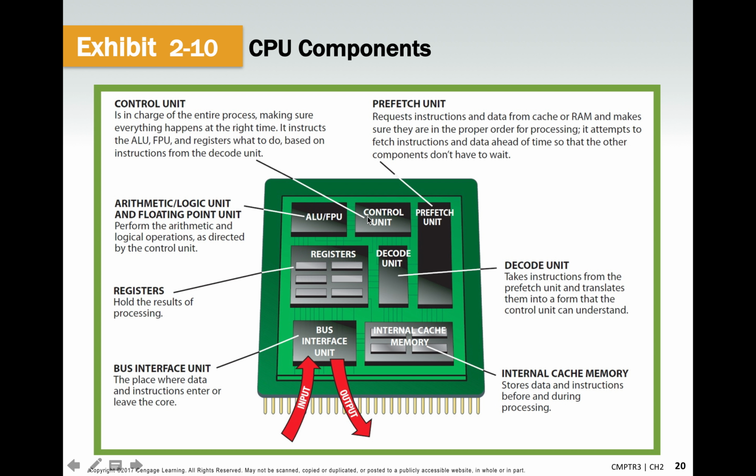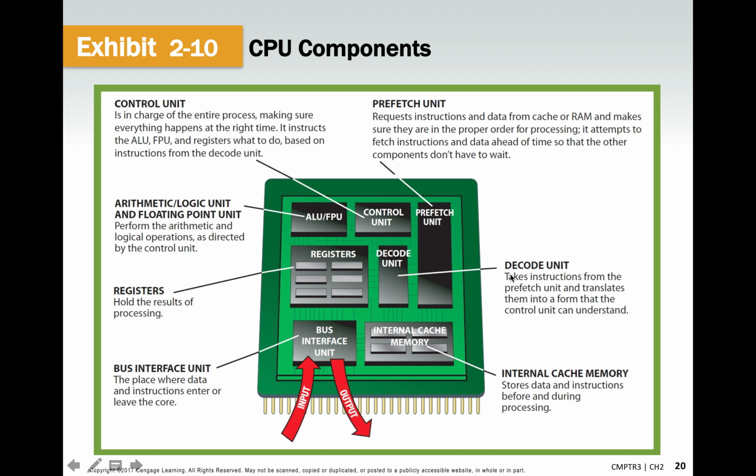So here are some examples of how these components are used. Your control unit is in charge of the entire process, making sure that everything happens at the right time. It instructs the ALU, FPU, and registers to do what they need to do based on the instructions. Then the arithmetic logic unit performs those math functions for the computer. Your prefetch unit requests instructions and data from the cache memory and your RAM to make sure they're in the proper order for processing.